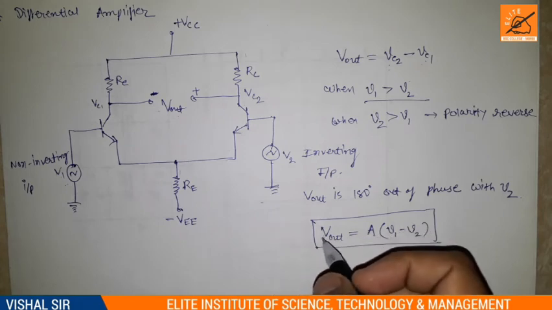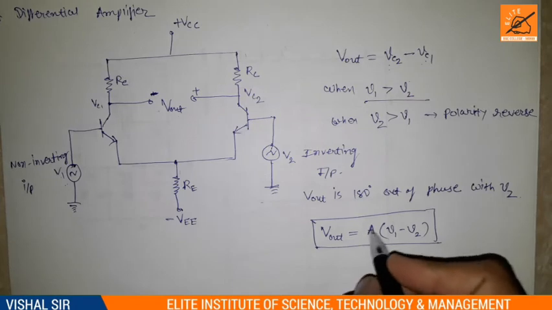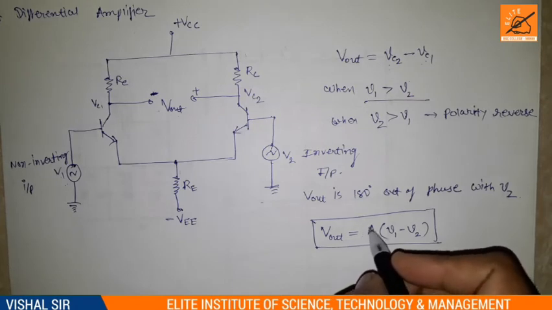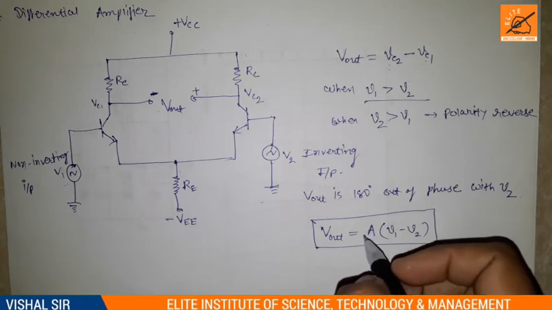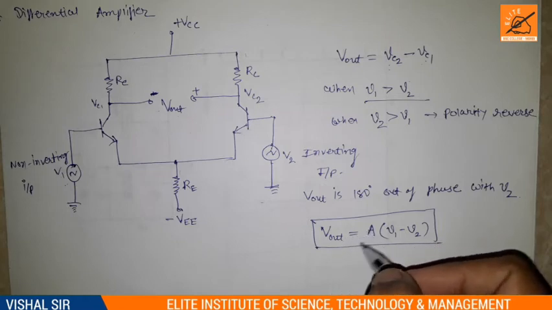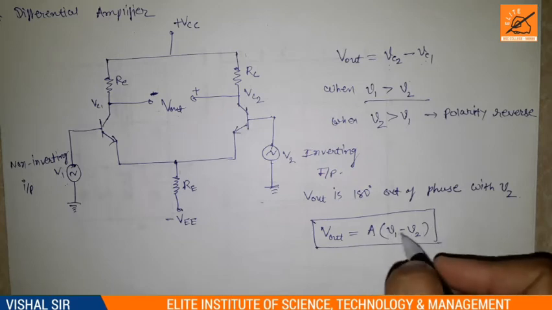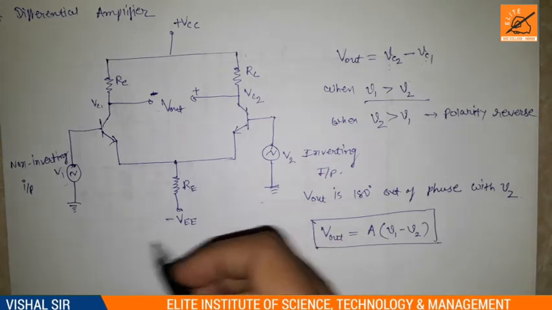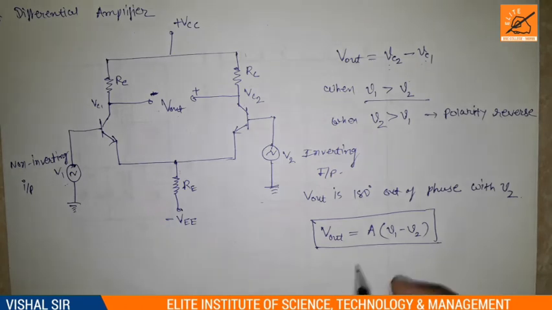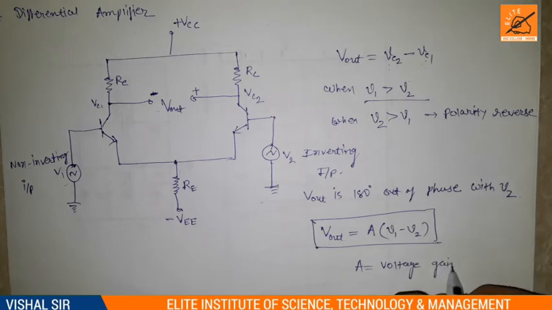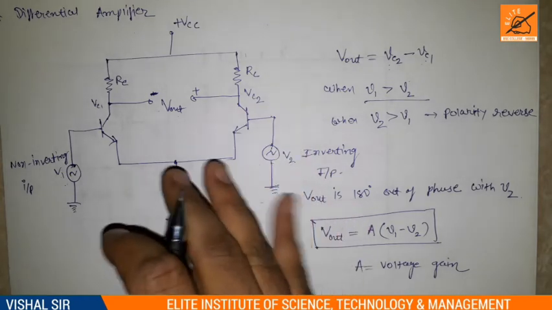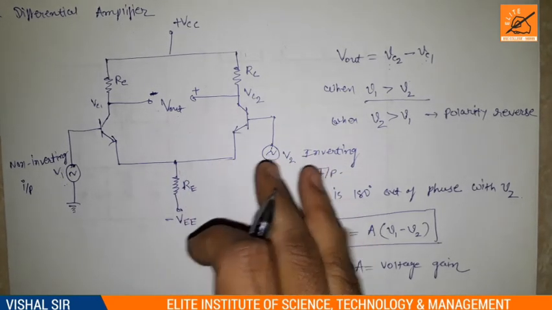Because the output voltage equals the voltage gain, capital A stands for voltage gain. So voltage gain times the difference between these two inputs. This way we can write here A is equal to voltage gain. So this is the operation of a differential amplifier.